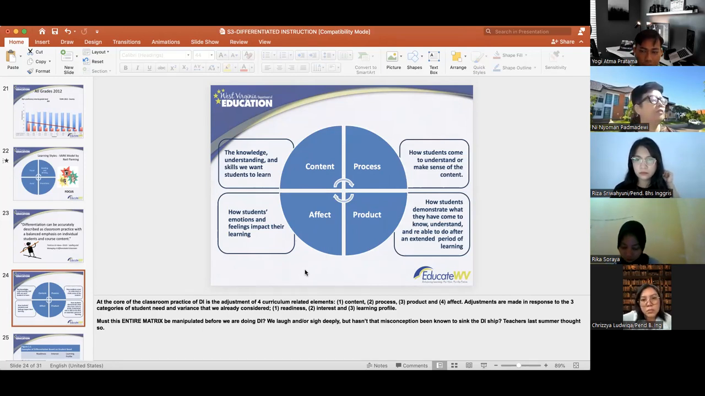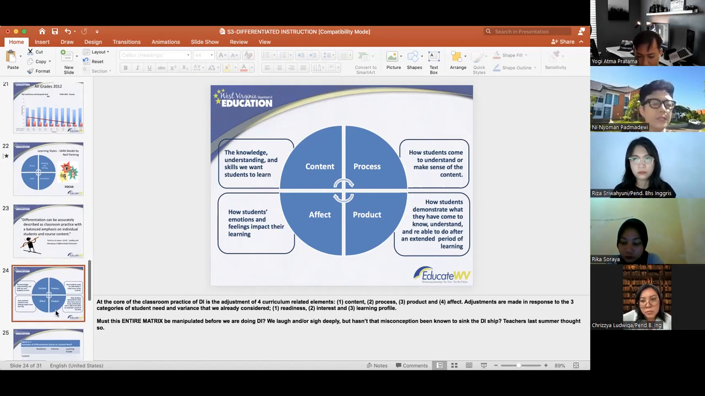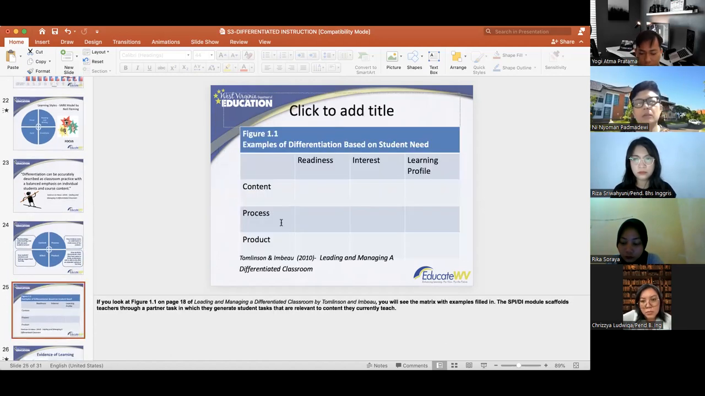Like I told you before, if, for example, you neglect those who are really left behind, you have to think about what the impact will be. The student might be demotivated, right? Or the student might become too snobbish. So you have to think about how emotion and feeling impact their learning, how this will happen. Right? So how is this to be done? This is how differentiation based on student need can be done.